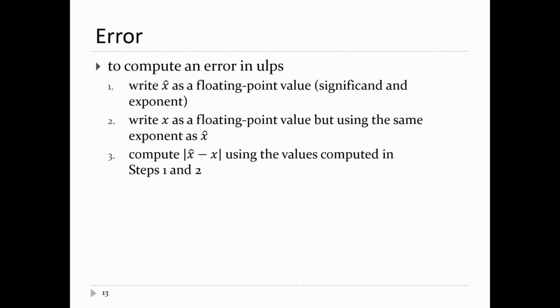Okay, so what if I want to compute errors and express them in ULPs? To compute an error in ULPs, you write the true value as a floating point value. In other words, you take your true value and convert it to the representation that you're using. If the true value has more digits than your representation, you just write down all the digits, so you don't worry about that. Then you take your value x, your estimated, calculated, or measured value, and you write it down using your floating point representation. When you write it down, you make sure that the exponent of x in the representation is the same as the exponent that you wrote down for x hat. Now you just subtract the two values and take their absolute value.